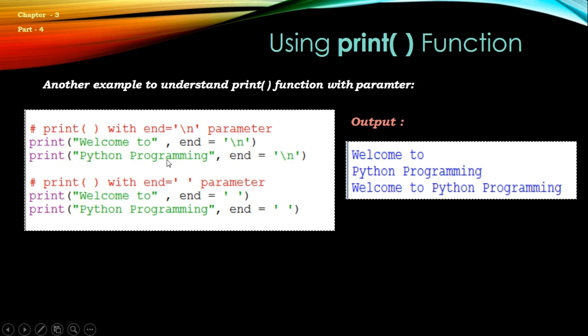Now come to the next one, print welcome to, and after that end is equal to dash. So no new line is given, so it will not change the line, welcome to, and then the next line will continue with the previous one only. So welcome to Python programming. This way we'll get the output with the print function.